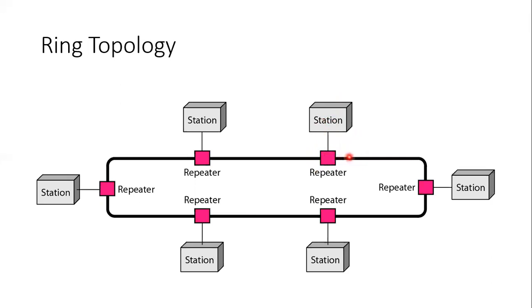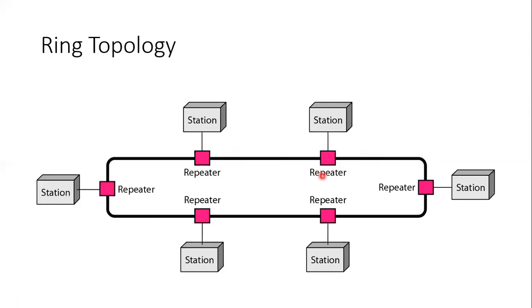Here the major disadvantage is unidirectional traffic. That is, from this station a message is possible, like that from this station a message is possible, and from this station also. So what happens? Various messages travel along this link, therefore traffic may occur. That is one of the major problems in the ring topology.